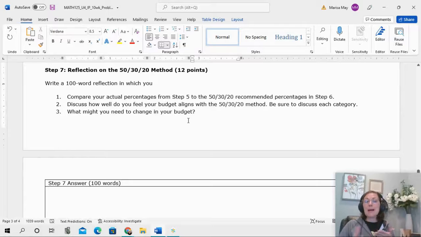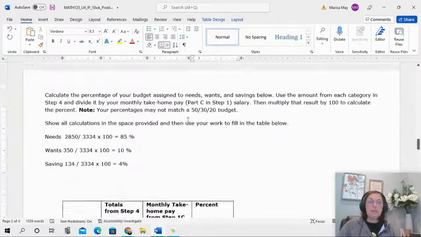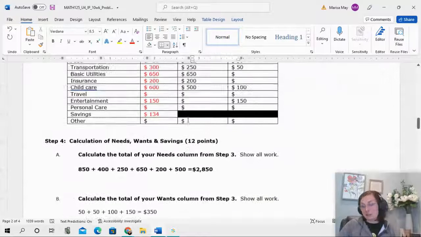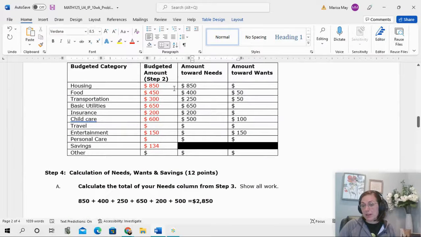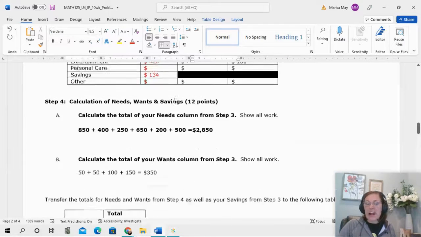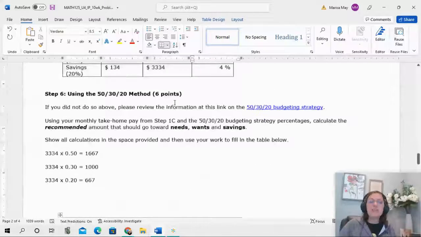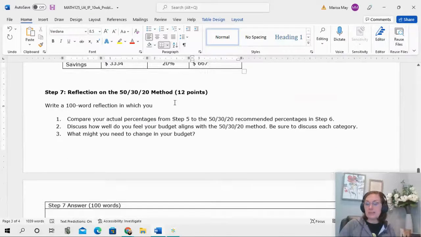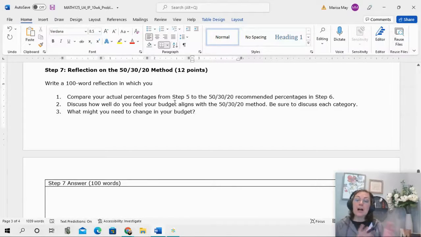And then number 3, what might I need to change in my budget? I might need to try to look for cheaper rent. That was a huge part. The housing was a huge part of my budget. So maybe I need to look for cheaper rent. You can think about things like that, but I think maybe 2 sentences for each question here in step 7 would be a good thing to shoot for. Obviously, you're looking for 100 words for all of it together.